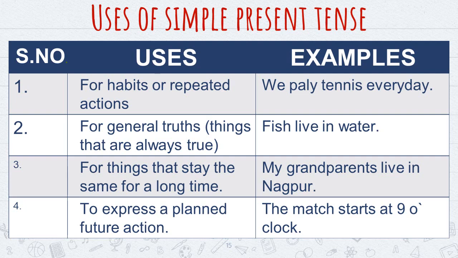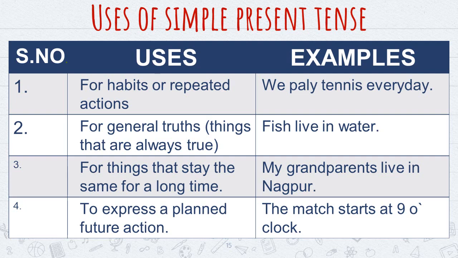Number 1 use: for habits or repeated action. We play tennis every day. This is our habit, or the action which is repeated every day. For general truth, like fish live in water. We know, everybody knows actually, that fish live in water. For things that stay the same for a long time, for example, my grandparents live in Nagpur.